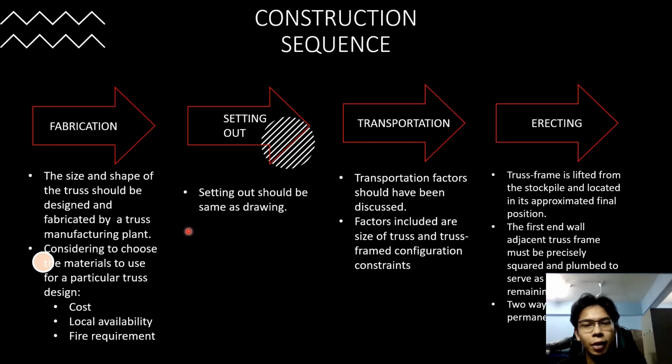Next step, setting out. Setting out should be the same as the drawing. And the next step is transportation. Transportation factors should have been discussed. Factors include the size of the truss and truss frame configuration constraints.